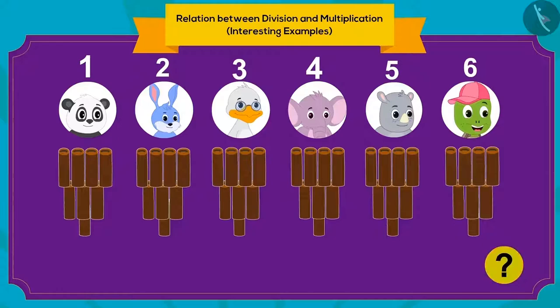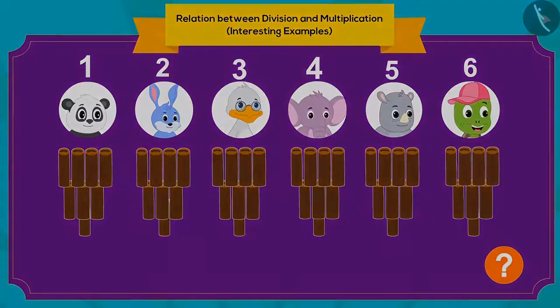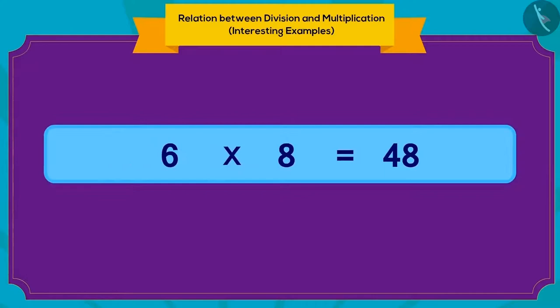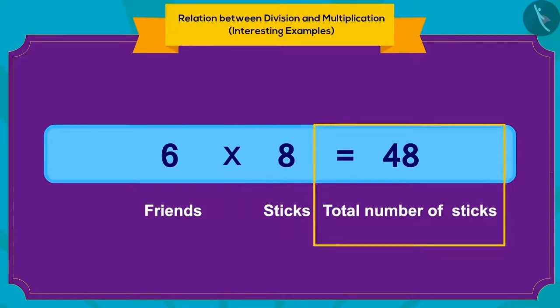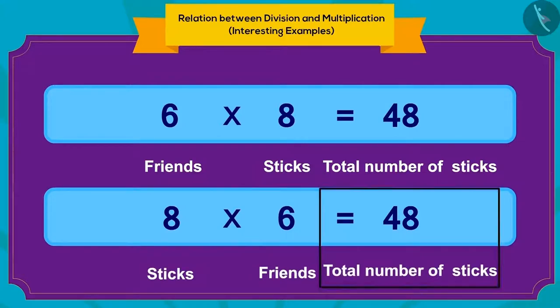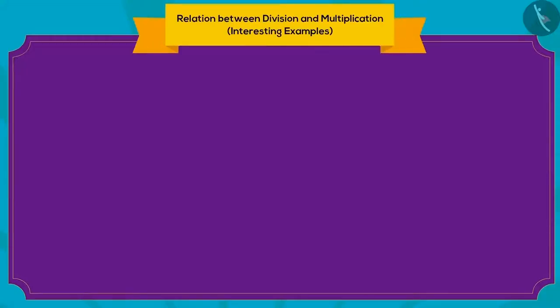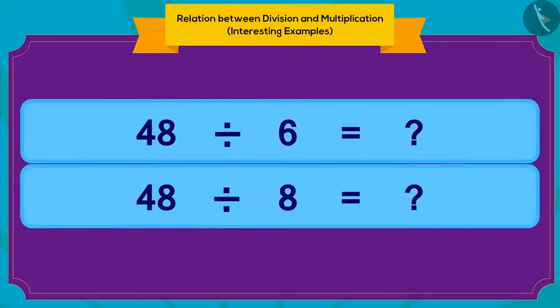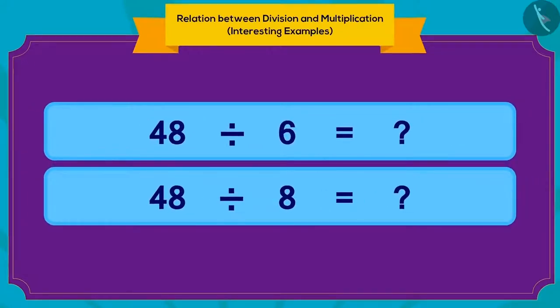How can we write this in the form of multiplication? Absolutely correct. We can write it in terms of multiplication like this. If there are 6 friends and each friend is given 8 sticks, then total number of sticks will be 48. Or if each friend is given 8 sticks and the number of friends is 6, then the total number of sticks will be 48. Children, can we use multiplication to answer a question on division?